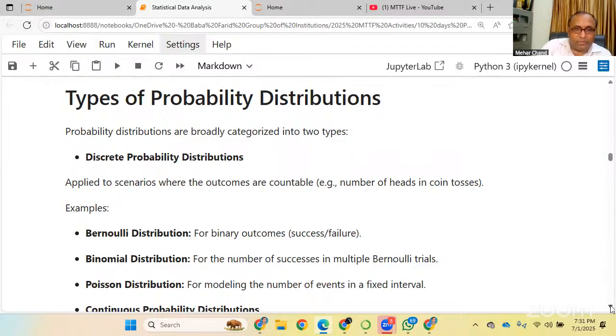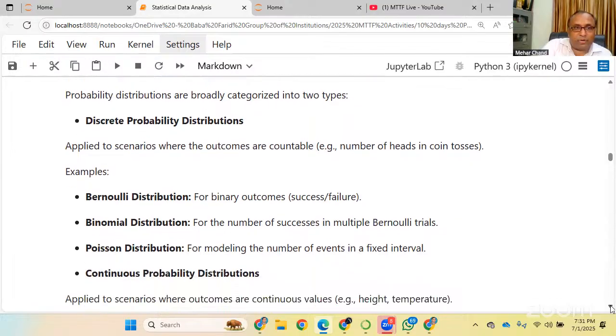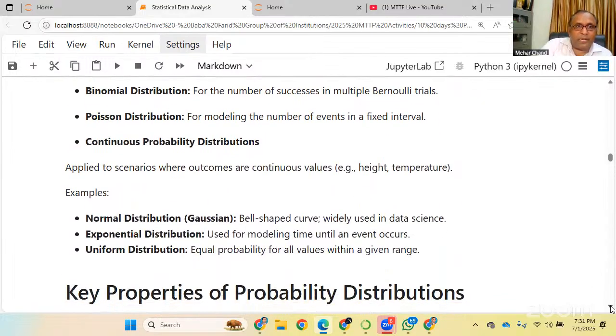Then we have the binomial distribution for the number of successes in multiple Bernoulli trials, and the Poisson distribution for modeling the number of events in a fixed interval. Then we have the continuous probability distribution, applied to scenarios where outcomes are continuous values, just like height and temperature. These are examples. Continuous probability distributions include the normal distribution, and then the exponential distribution, which is used for modeling time until an event occurs.